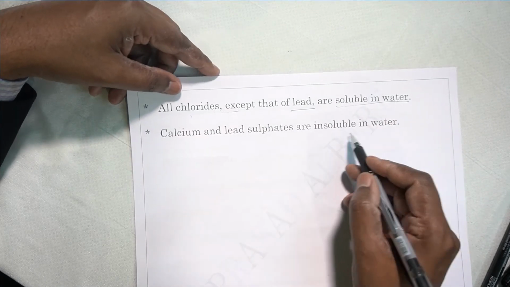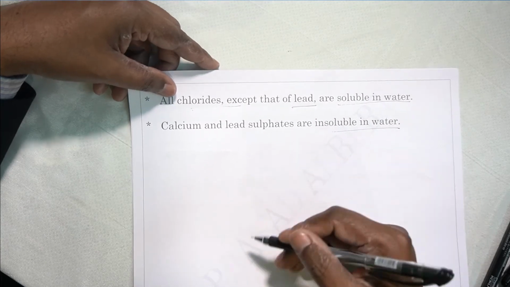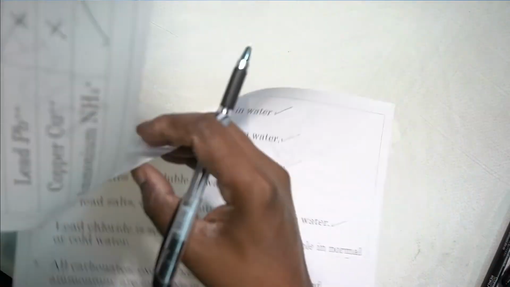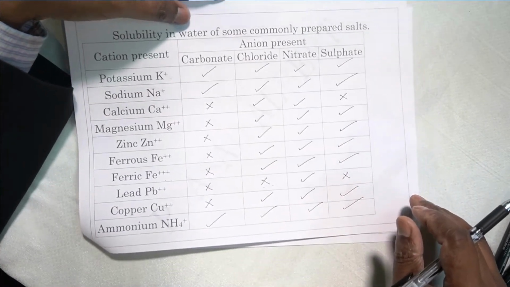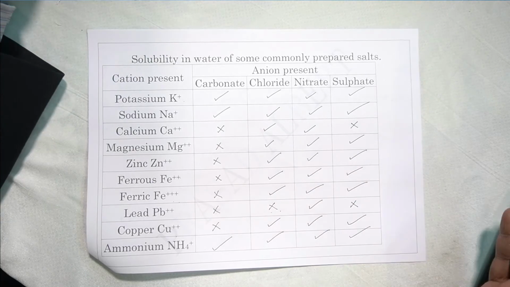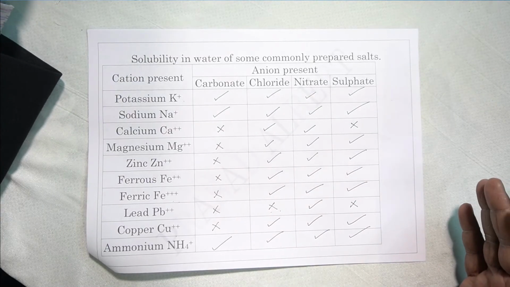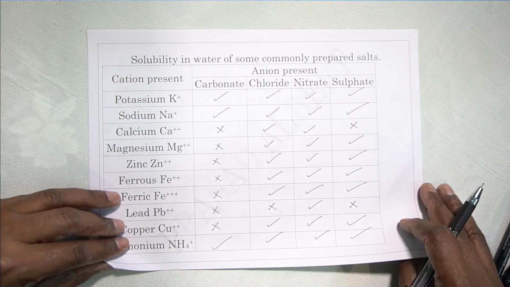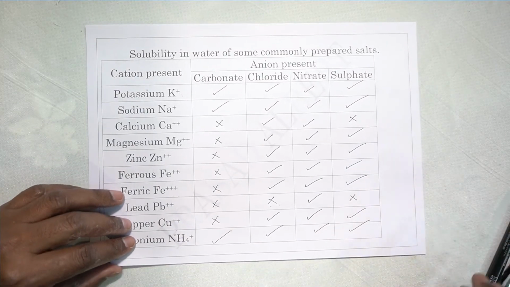Then calcium and lead sulfates are insoluble. If you remember these points, and also remember this table that we have made here, this table helps you to understand, whenever a salt is named, immediately whether it is soluble or not soluble. So this helps you in determining what method you will use for the preparation of salts.